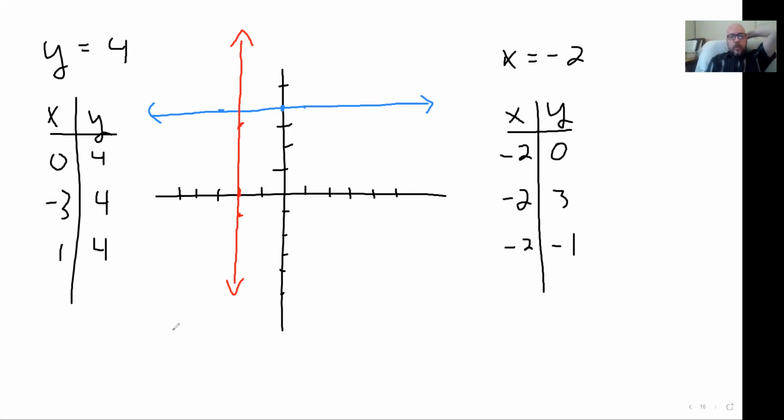So your horizontal lines look like y equals something, and your vertical lines look like x equals something. If you are missing a variable, you have one of these. Let me give you an example here. Let's do a quick problem.